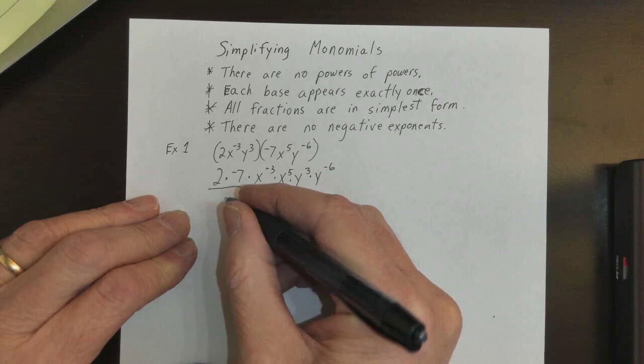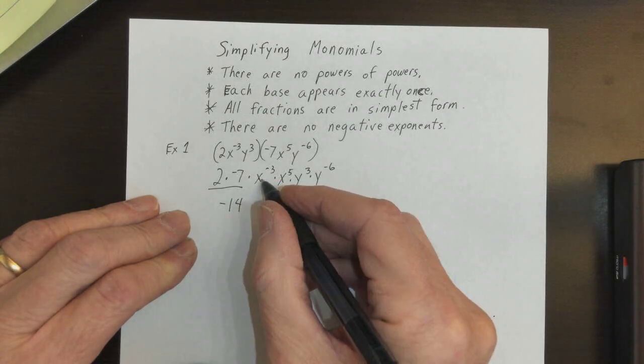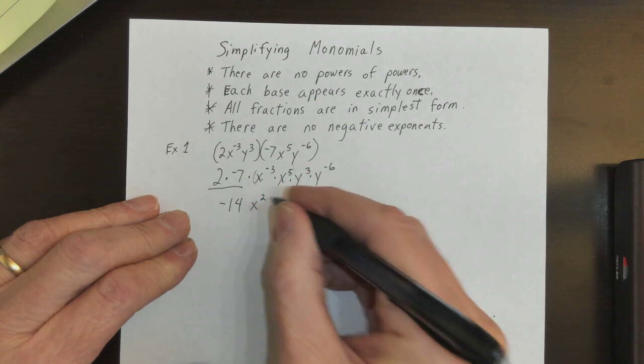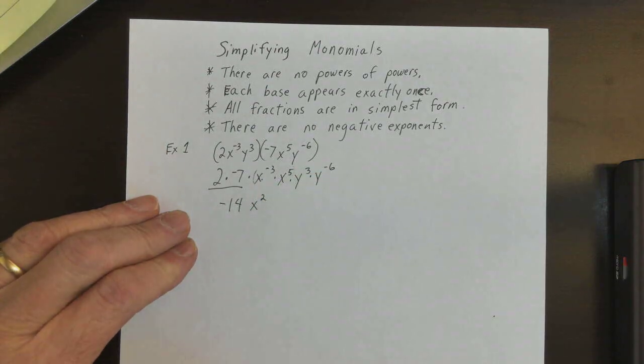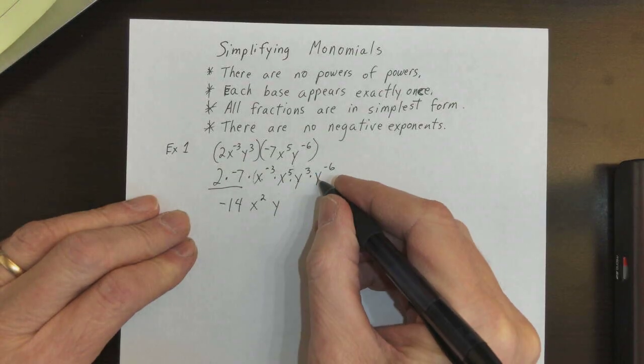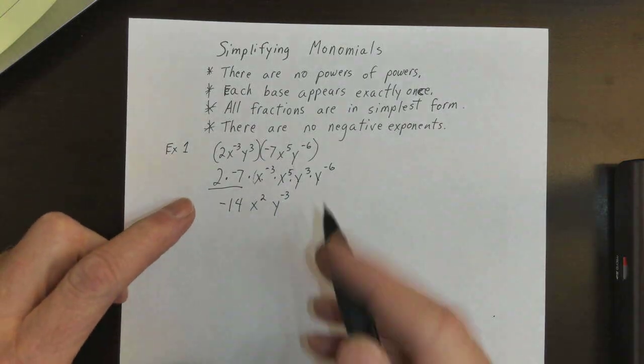These are coefficients. This is negative 14. X times x to the negative third times x to the fifth is x to the second. Negative 3 plus 5 is 2. And y to the third times y to the negative 6th is y to the negative third.